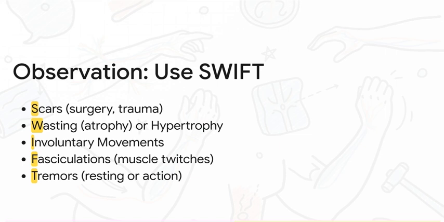And finally, T is for tremors. And you want to ask yourself, is it a resting tremor that kind of goes away when they move? That's classic Parkinson's. Or is it an action tremor, one that only shows up when they try to do something?